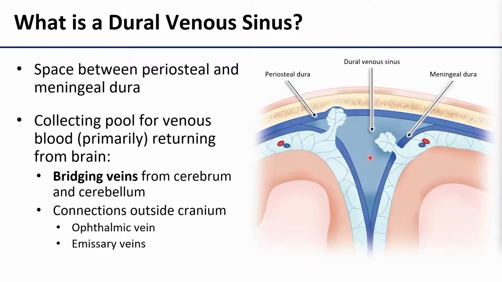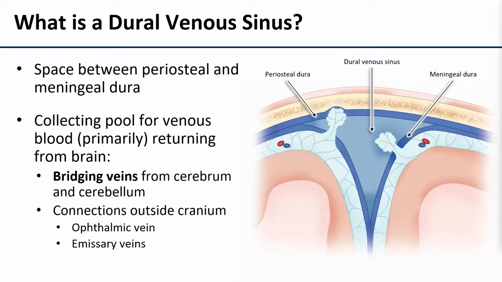Now, the space is not actually empty. The insides here are lined with endothelium, just like a vein. And bridging veins are going to carry blood that has been used by the cerebrum and cerebellum into the sinus. So some veins drain specific portions of the brain, and then those veins are going to dump into these dural venous sinuses. Most of the blood that has been utilized by the brain is going to end up in one of these dural venous sinuses.